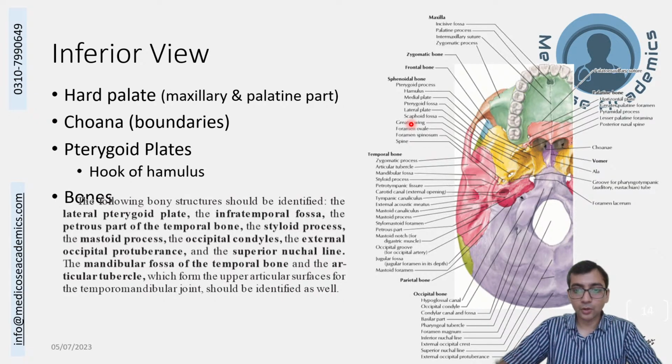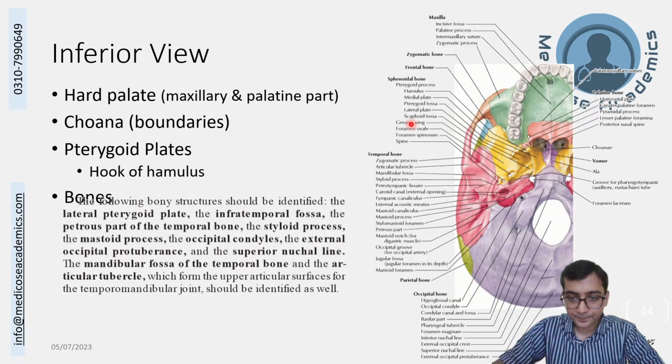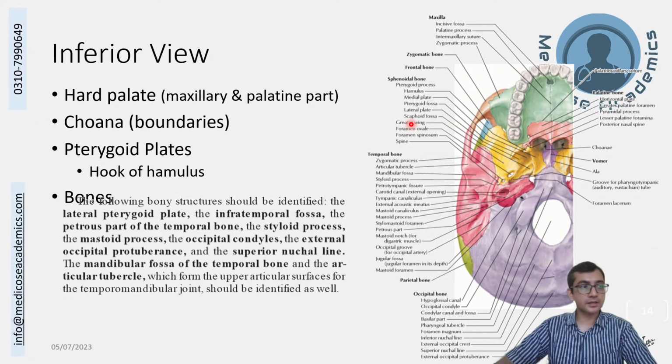And the one not clearly seen in this view, but if you tilt the skull a little, you can see the inferior nuchal line. You can see this inferior nuchal line right here, and the external occipital crest is visible right here. So this is about the base of the skull.